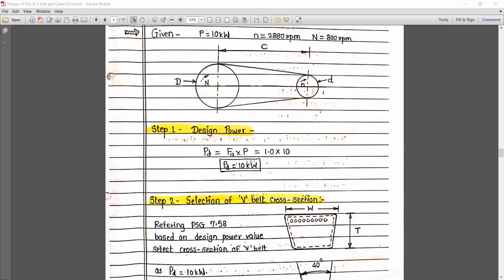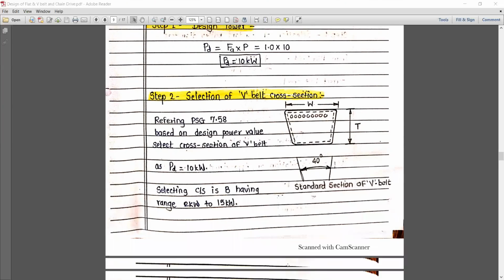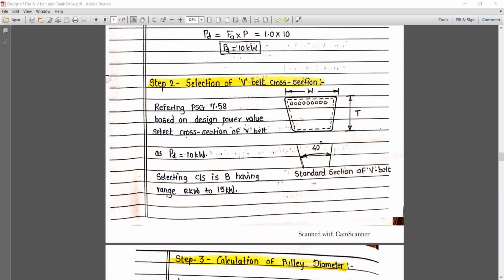So the first step is the calculation of design power. PD is equal to FA into P, that is 1.0 into 10. The design power is equal to 10 kilowatt. Next, the selection of the appropriate V belt cross section. To select the appropriate V belt cross section, refer to PSG page number 7.58.